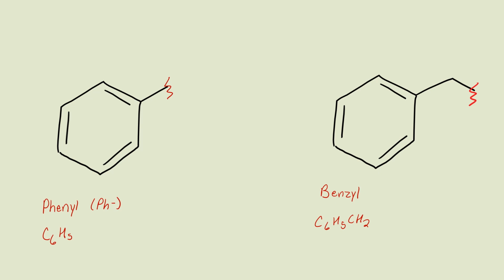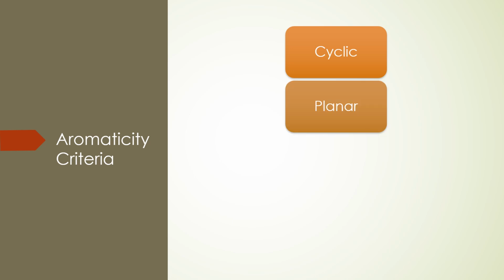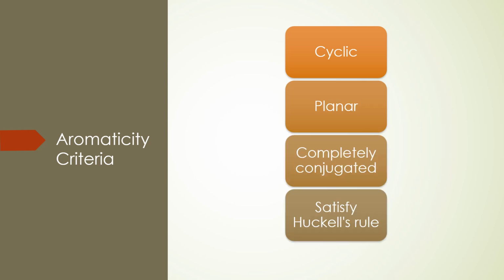If a substituent is a type of aromatic ring like benzyl and phenyl, they are called aryl groups. There are 4 criteria a compound must meet to be considered aromatic. It has to be cyclic, planar, completely conjugated, and it must satisfy Huckel's rule. You can use these criteria to determine what kind of compound it is. If it meets all of these criteria, it's aromatic. If it meets all of the criteria but has 4n pi electrons, then it is antiaromatic. If the compound completely lacks one or more of the requirements, it's non-aromatic.